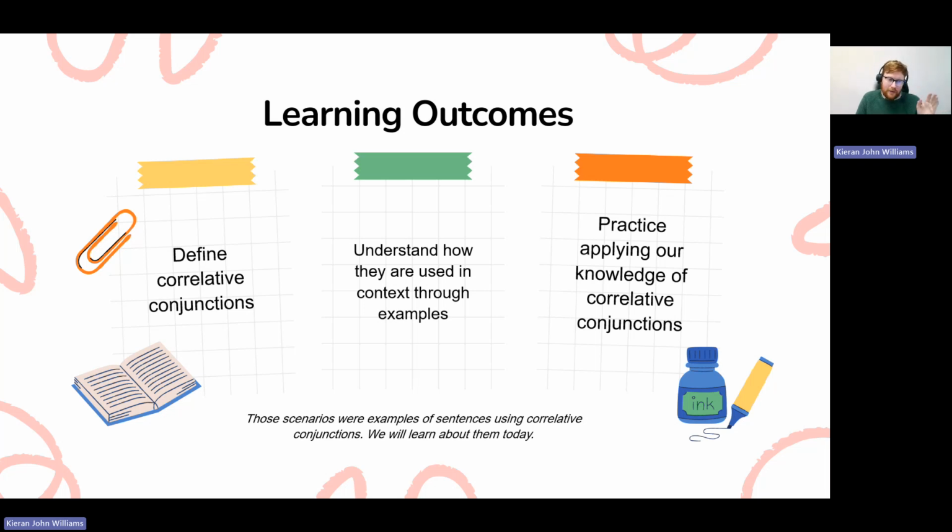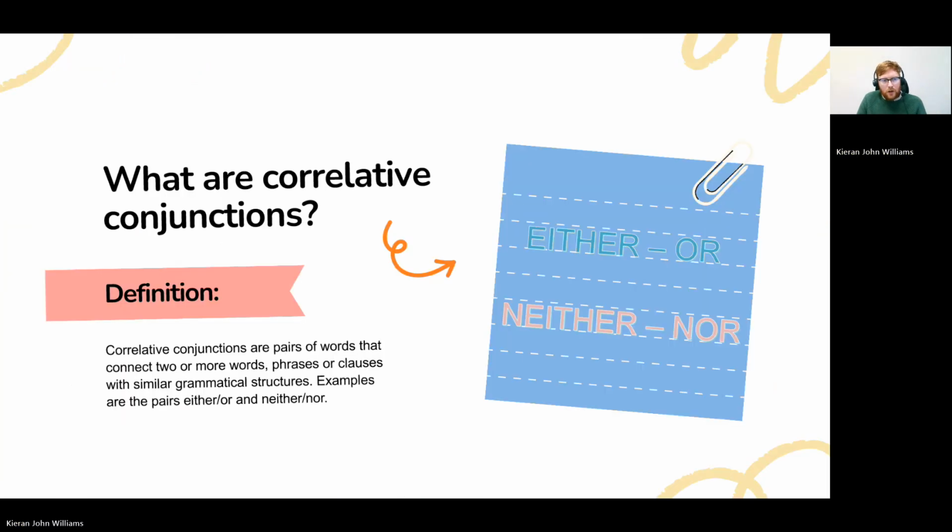But let's consider our learning outcomes for today. So we're going to find out what a correlative conjunction actually is. We're going to understand how they are used. And we're going to have a look at the context, some little examples. And then you, everybody out there, you're going to practice applying the knowledge of correlative conjunctions to some sentences, to some assignments, etc.